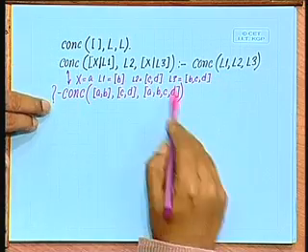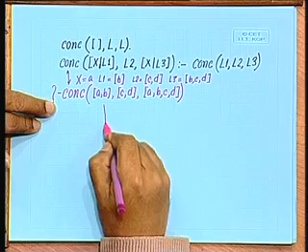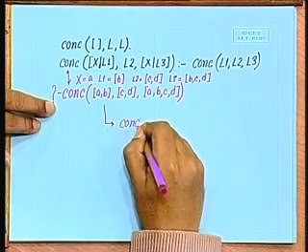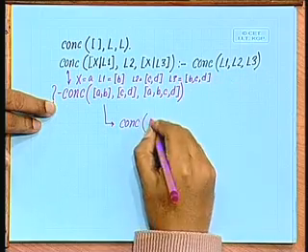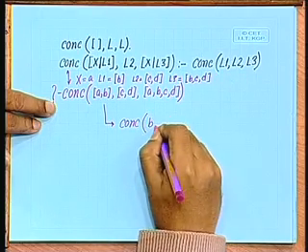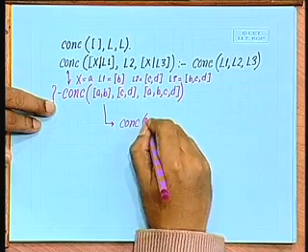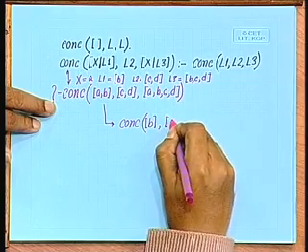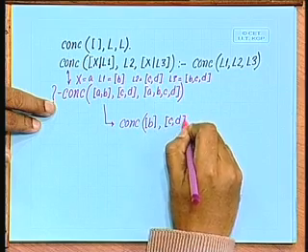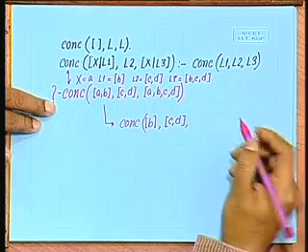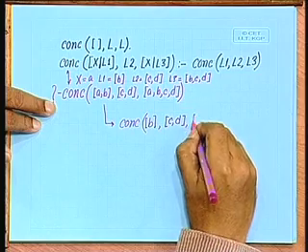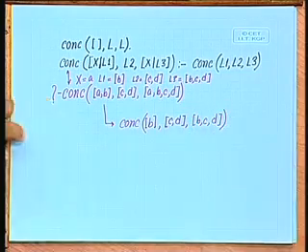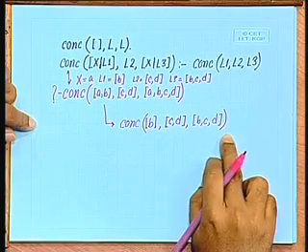So, once this head matches, the sub goal that will spawn off from this will be this one, conc with L1 which is B, right, list B, yes, L2 which is CD, right, and L3 which is BCD, right. Now, this is our sub goal.